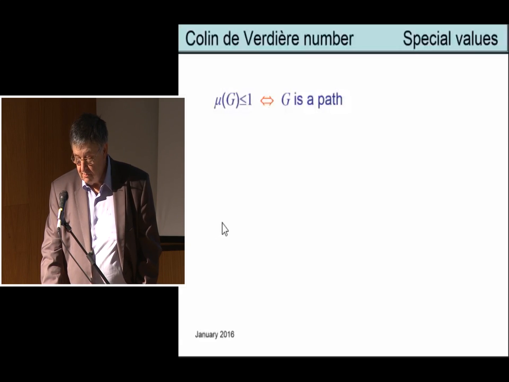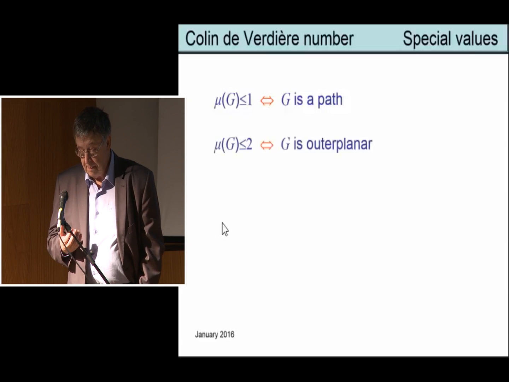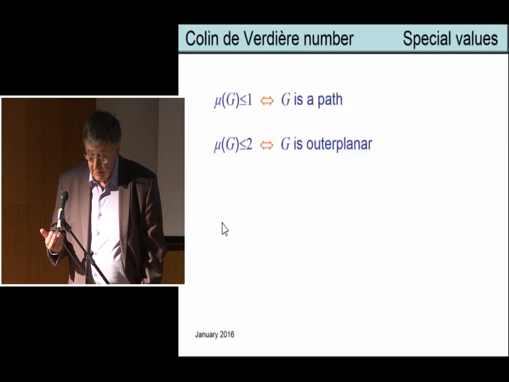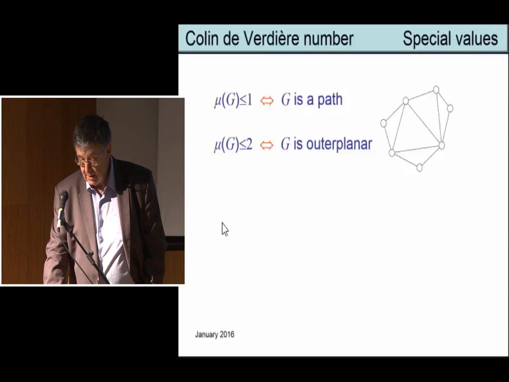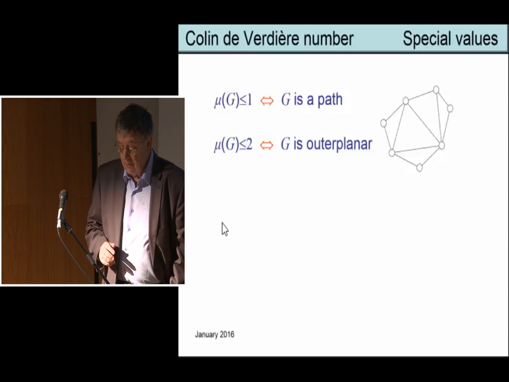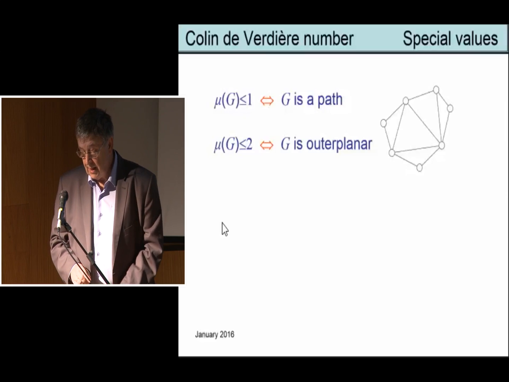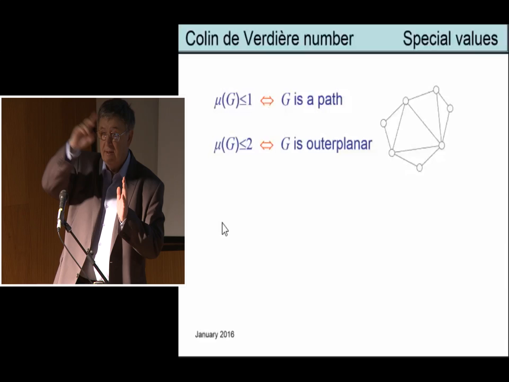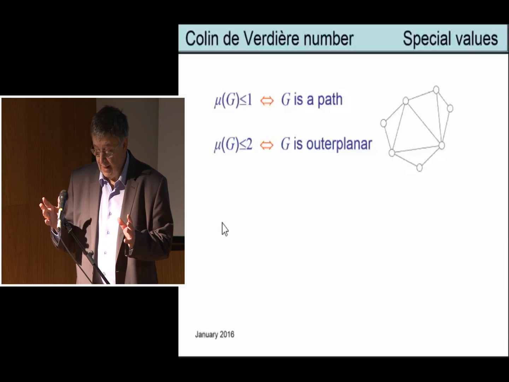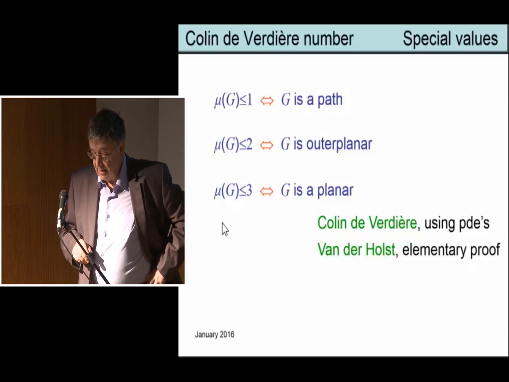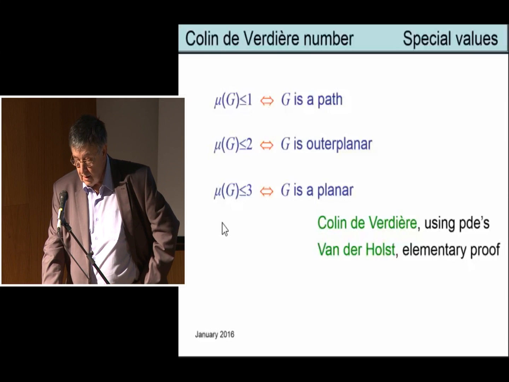But even more important is how its special values relate to properties of a graph. Well, mu at most one is if the graph is rather trivial, that's not very interesting. But the second one is already interesting. Mu at most two if and only if the graph is outerplanar. Outerplanar means that you can embed the graph in the plane so that all the vertices are on the infinite face. Basically a cycle with diagonals, and you may delete edges from the cycle. So it's part of a cycle with diagonals.